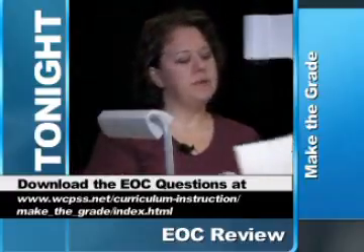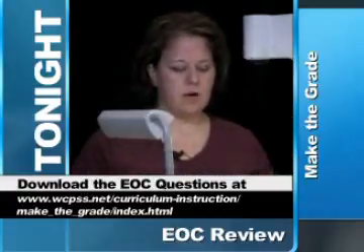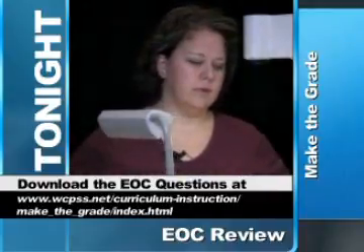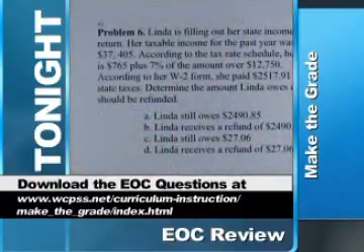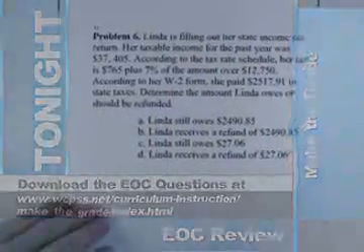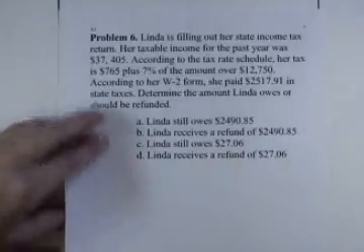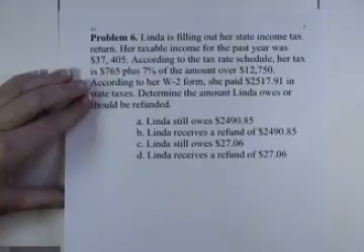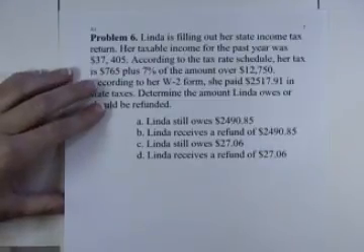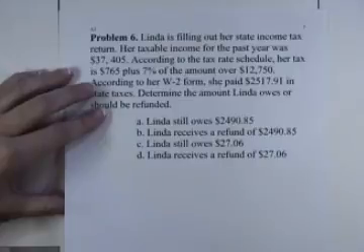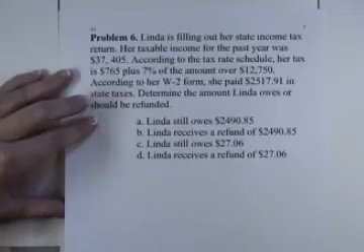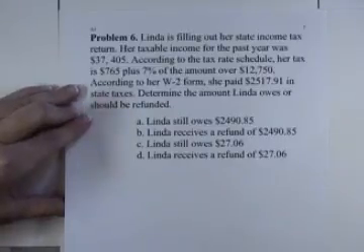All right, Natasha from East Wake in Ray's class, Algebra 1, Problem 6. Let's look at that one. Problem 6. Linda is filing out her state income tax return. Her taxable income for the past year was $37,405. Nice job. According to the tax rate schedule, her tax is $765 plus 7% of the amount over $12,750. According to her W-2 form, she paid $2,517.91 in her state taxes. Determine the amount Linda owes or should be refunded.